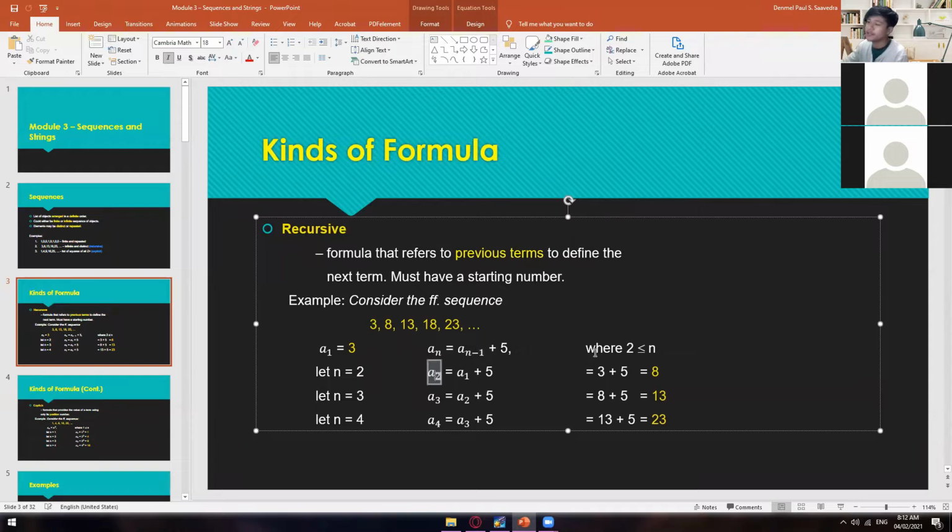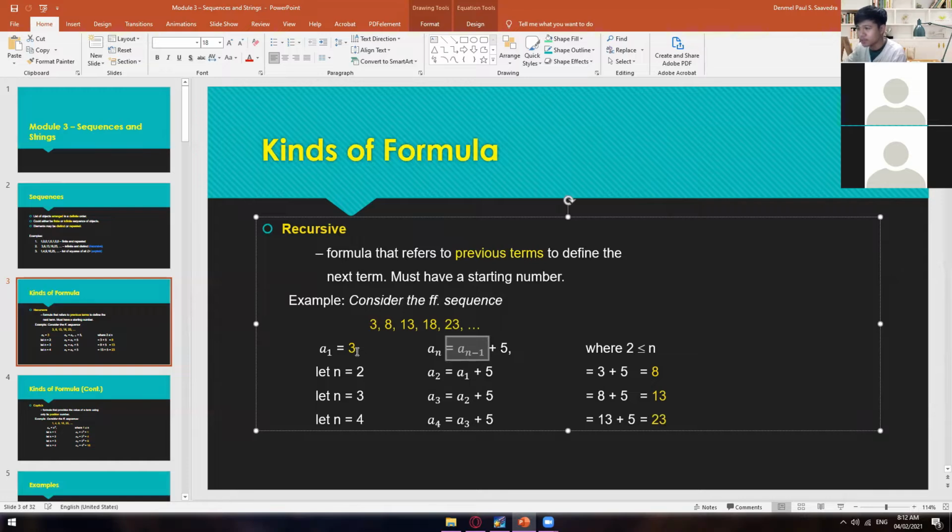But before that, you have to know that the range of this one should start at 2 and above, or equal to 2 and above, right? Because this is already the a sub 1, and then this is the a sub 2, which is now this one. So this is our starting point. Actually, you can remove this one as long as you know the first term and the formula, then you're good to go.